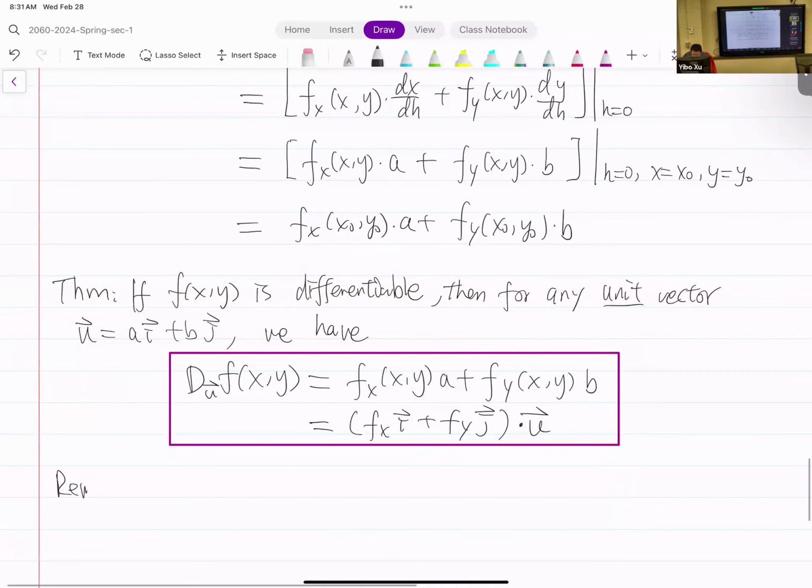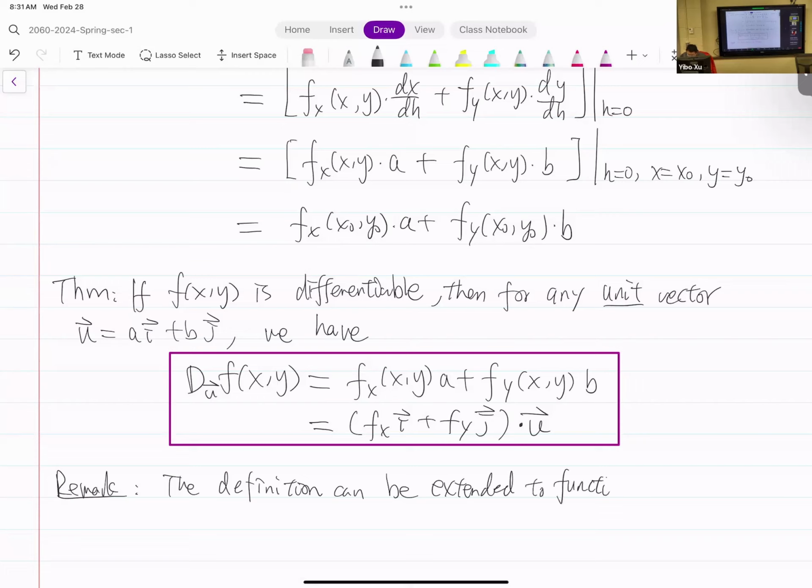Remark. This is the bivariate function case, right? But in general, if you have three variables or even n variables, it's going to be the same kind of process. Okay, the definition can be extended to functions of many variables.